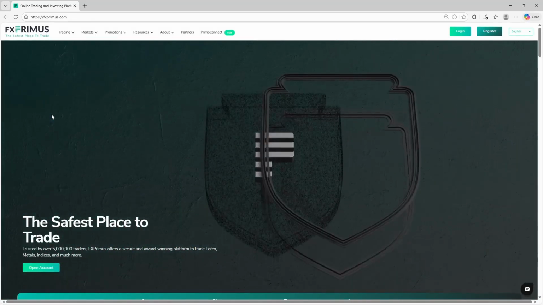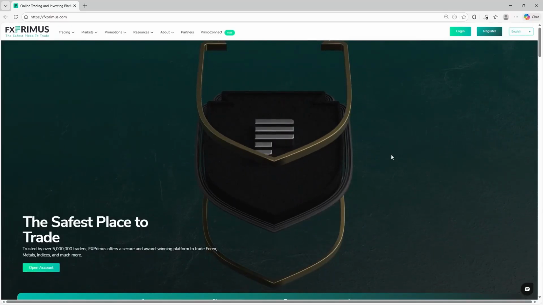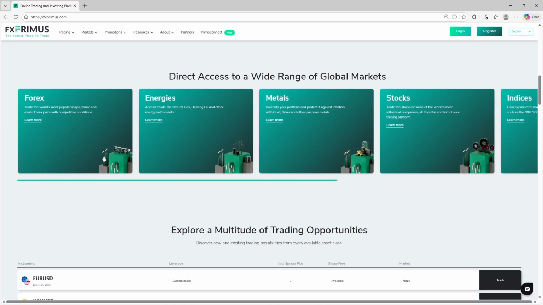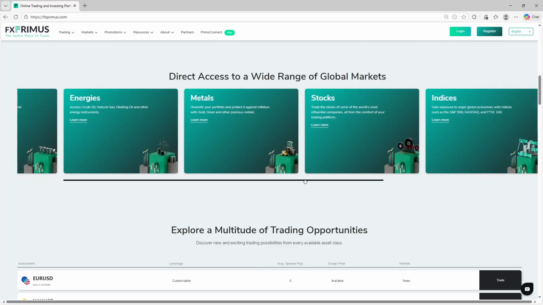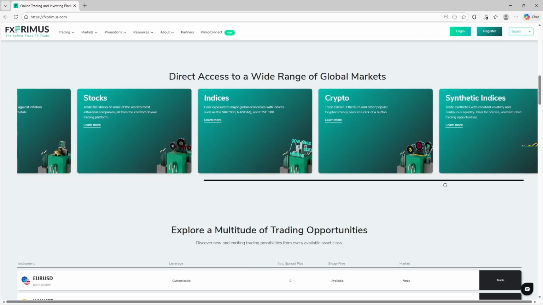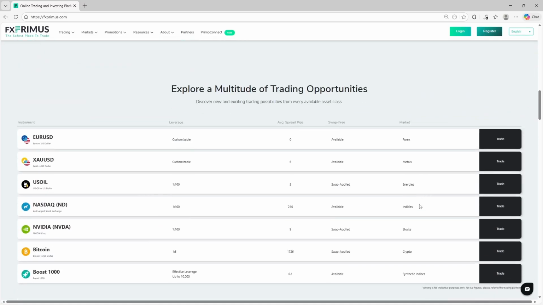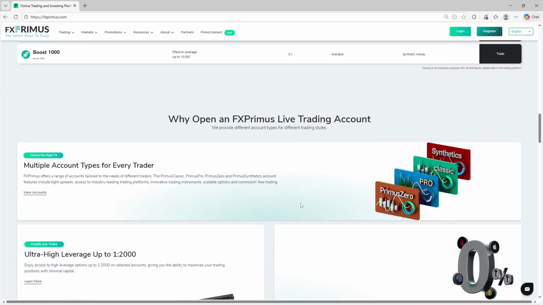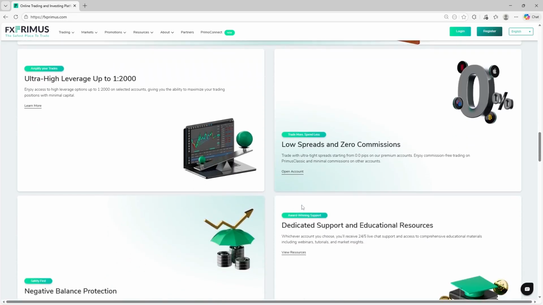On the pro side, FXPrismus offers flexible account structures, high leverage availability, multiple pricing models to suit different trading styles, and compatibility with industry-standard platforms. Traders who understand spread versus commission trade-offs can fine-tune their costs based on how frequently they trade and which instruments they focus on.